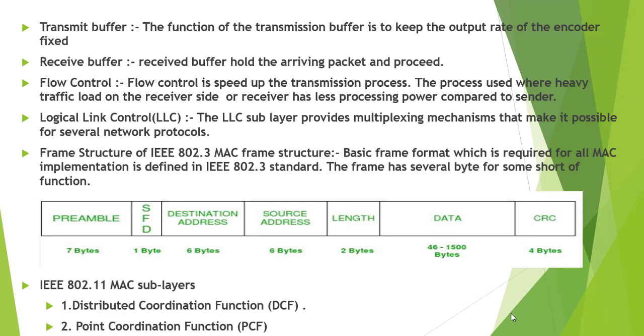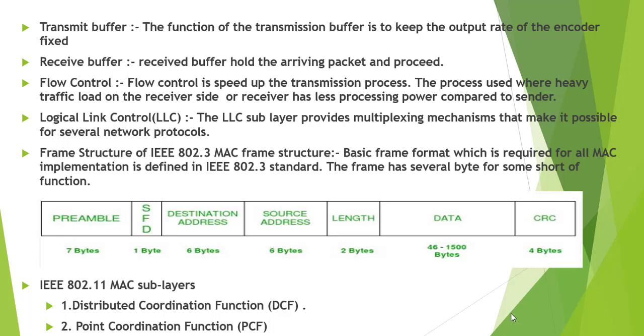Transmit buffer. The function of the transmit buffer is to keep the output rate of the encoder fixed. Receive buffer. Packets are first stored in the buffer, then sent to application processes. If the packet arriving rate is higher than the rate at which packets are removed from the buffer, the receiving buffer will be fully occupied by packets waiting to be processed.